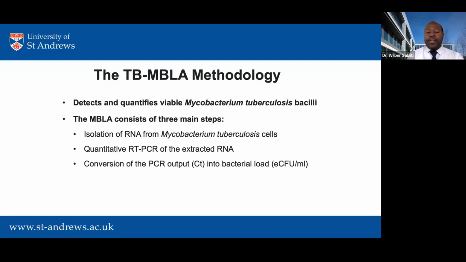The first step is isolation of RNA from Mycobacterium tuberculosis cells. Second is quantification of this RNA using reverse transcriptase quantitative PCR. And then the third step is conversion of the PCR output, or the cycle threshold values, into bacterial load using a standard curve. And ECFU means estimated colony forming units per mL.